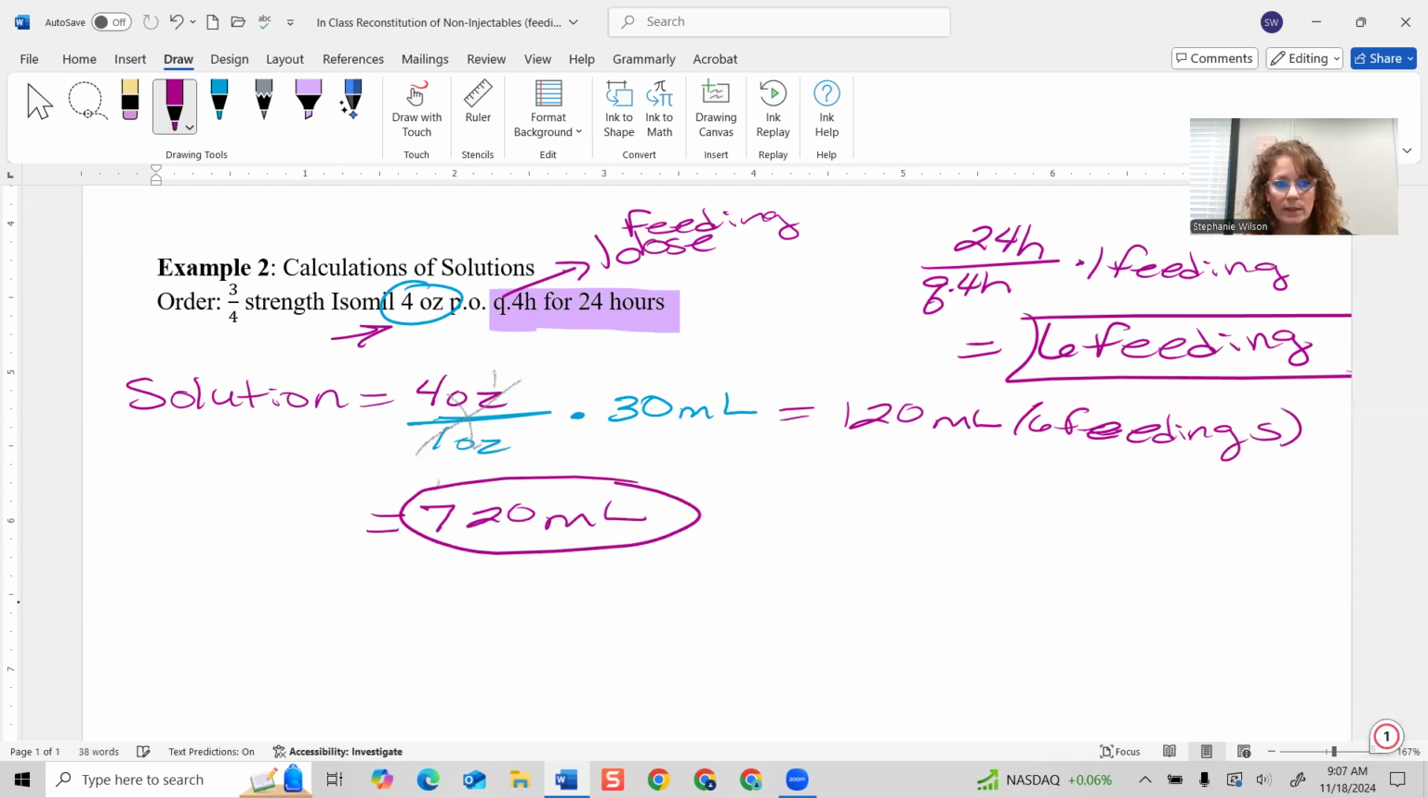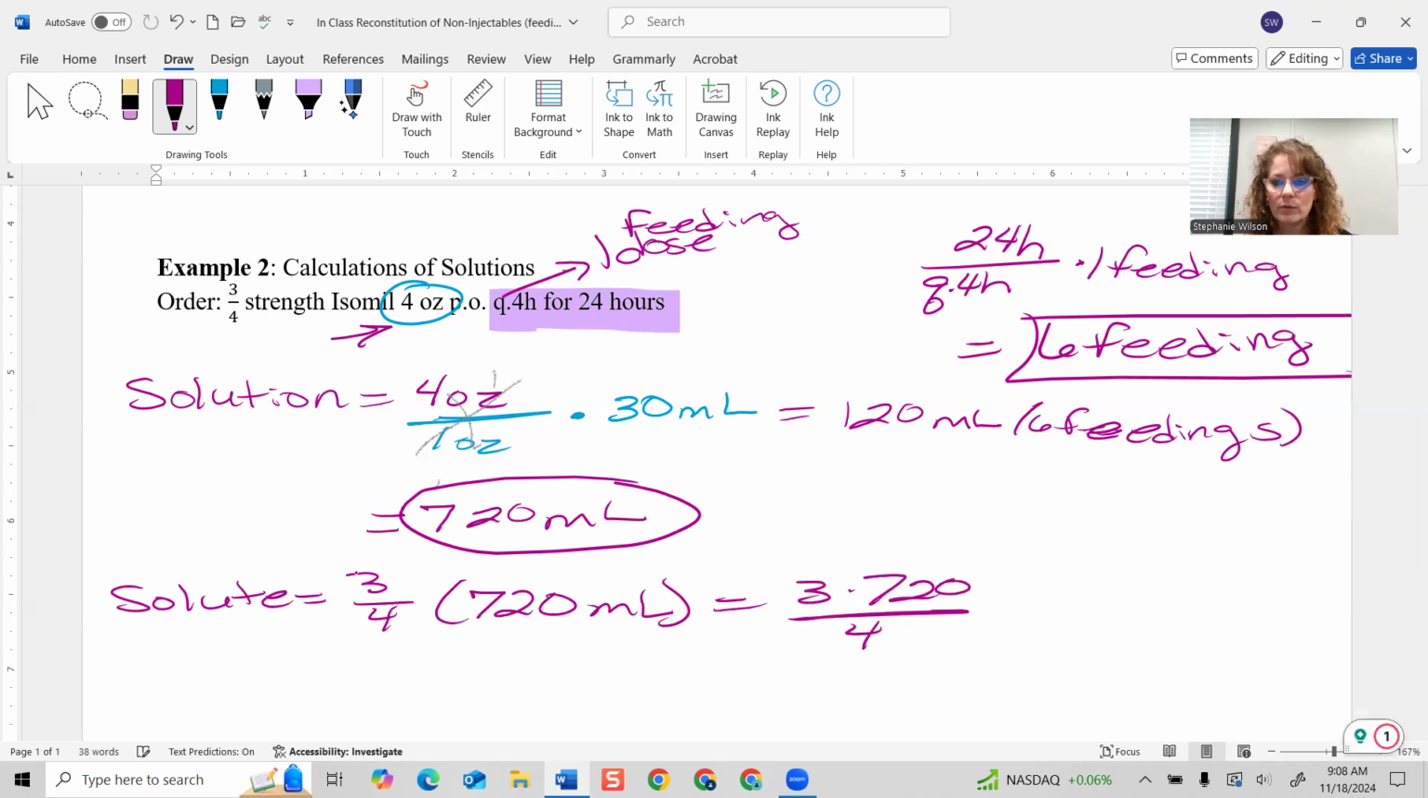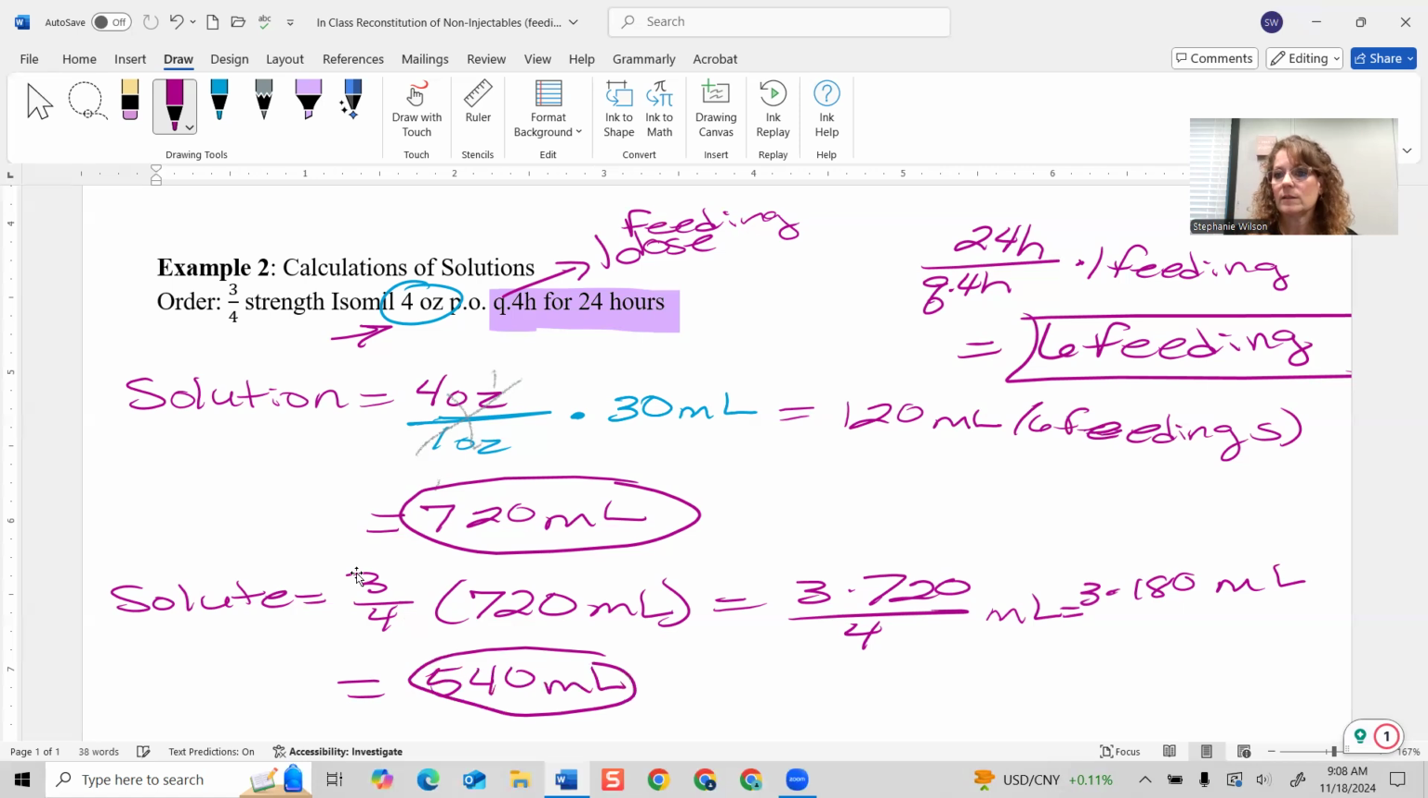solution. Now let's find our solute. Again, our solute is the strength. In this case here it is 3/4 times the solution, which is 720 milliliters. So we can say 3 times 720 divided by 4. You could do it in parts if you need to. You can say 720 divided by 4, which gives you 180, right? So you would have 3 times 180 milliliters. And then multiply that by 3, and then we get 540 milliliters as my solute. Okay.